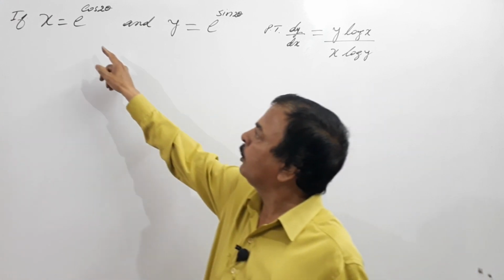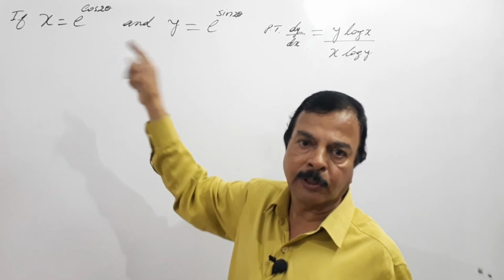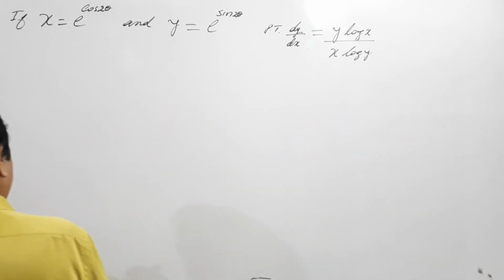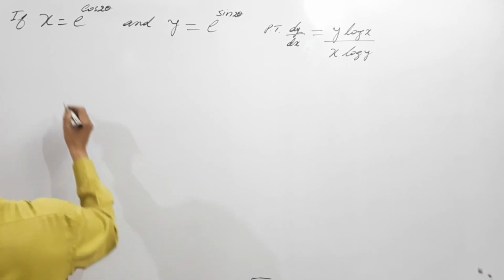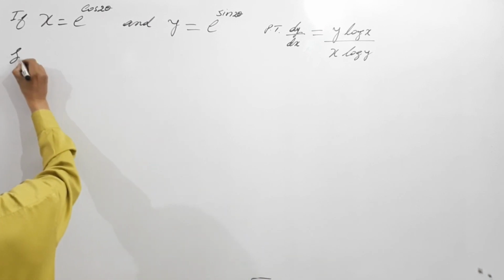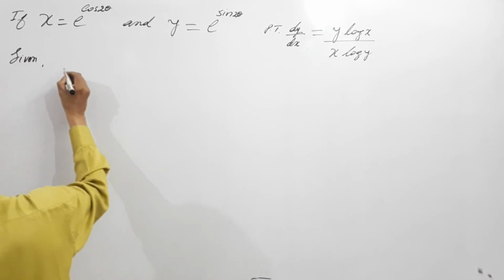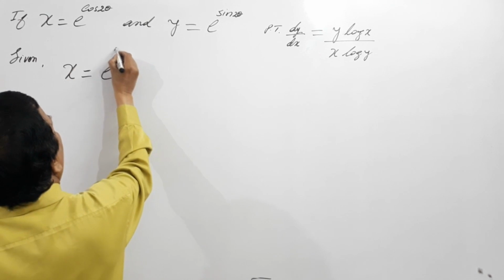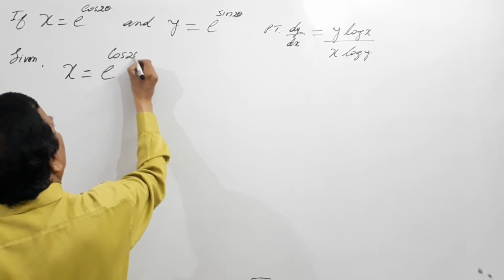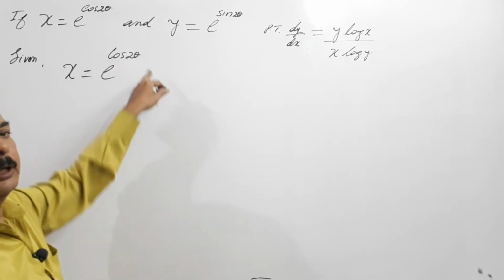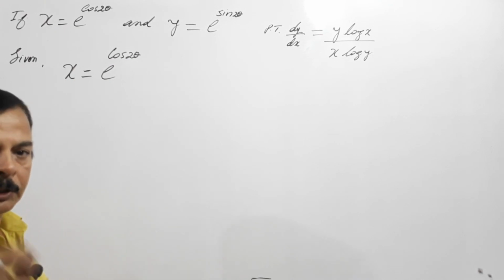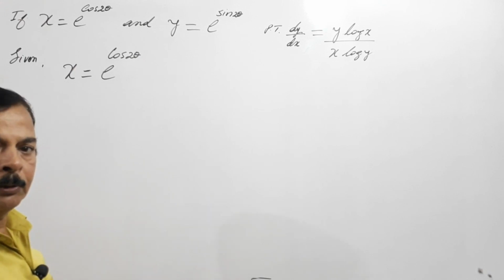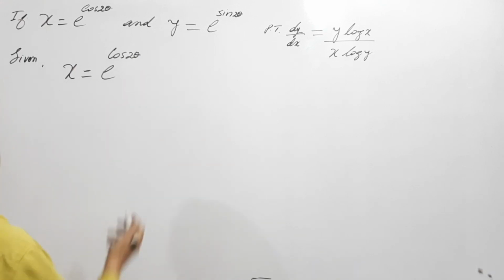But here we have e to the power of cos 2x. How to solve this, I will teach you. Let's start. Given x equals e to the power of cos 2 theta. The moment you see theta, you have to differentiate with respect to theta. If you had seen cos 2t, then you would differentiate with respect to t. Now it is theta, so differentiate with respect to theta.